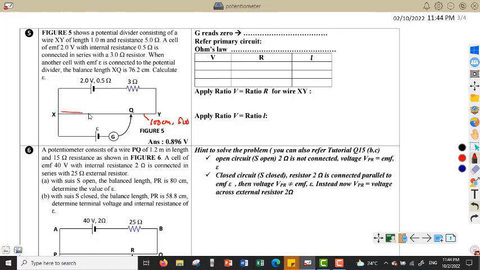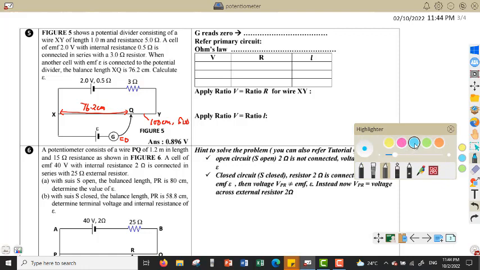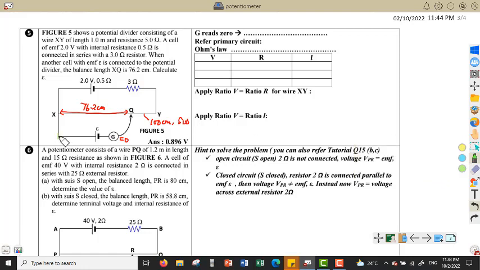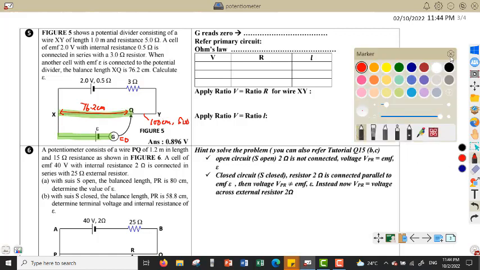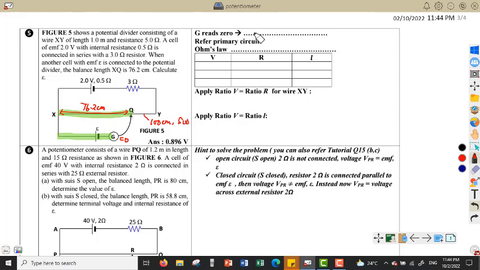So the question tells us the balance length is 76.2 cm. When our jockey taps at point Q, 76.2 cm from X, our G reads 0. Again, we know that when our G reads 0, the voltage across the E will equal the voltage across the balance length XQ. So we write it down here: E will be equal to V XQ.